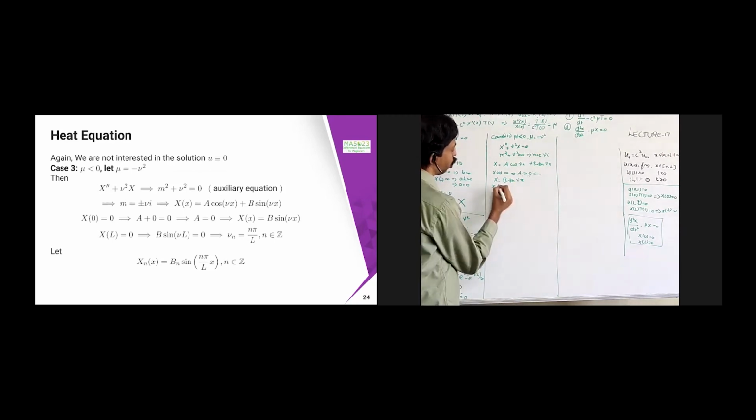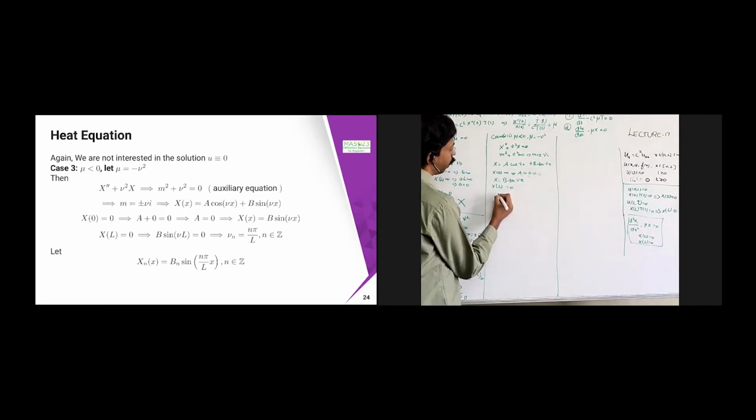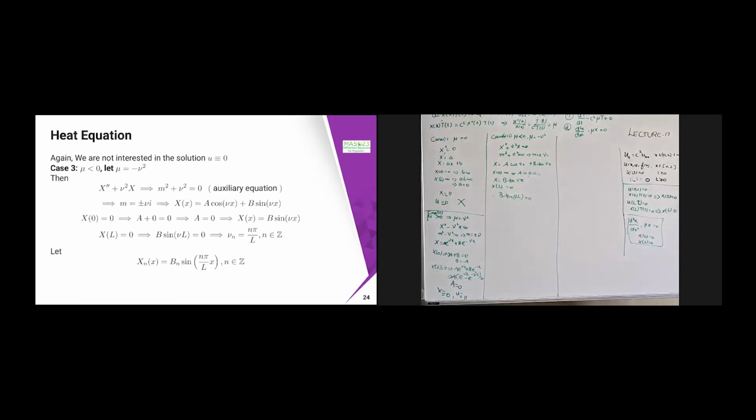Now I have to solve x of L equal to 0. So I solve x of L equal to 0, then you are going to get b sin nu L equal to 0. Now, if b sin nu L equal to 0, there are two possibilities. If b equal to 0, again I have x equal to 0, and I am going to have the trivial solution. I am not interested in that at all. B equal to 0 I am also not interested in.